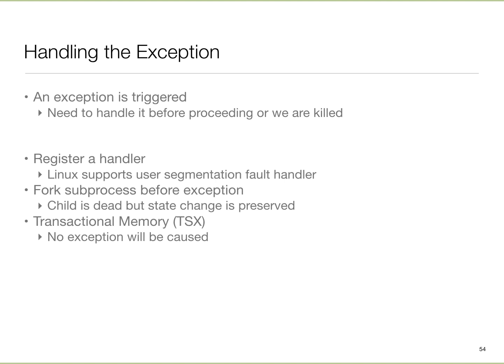Okay, so when an exception happens, it needs to be handled. The way it happens in Linux is the following: we register a handler, and when you run a process, for different kinds of exceptions, there is a default set of handlers that the OS provides. Typically for things like divide by zero, all that handler does is just kill the process, or print some message and kill the process.